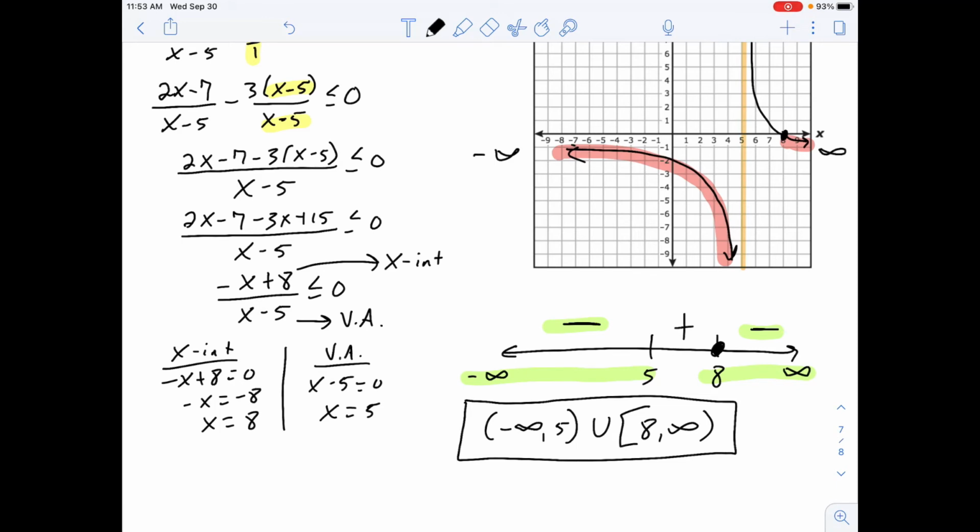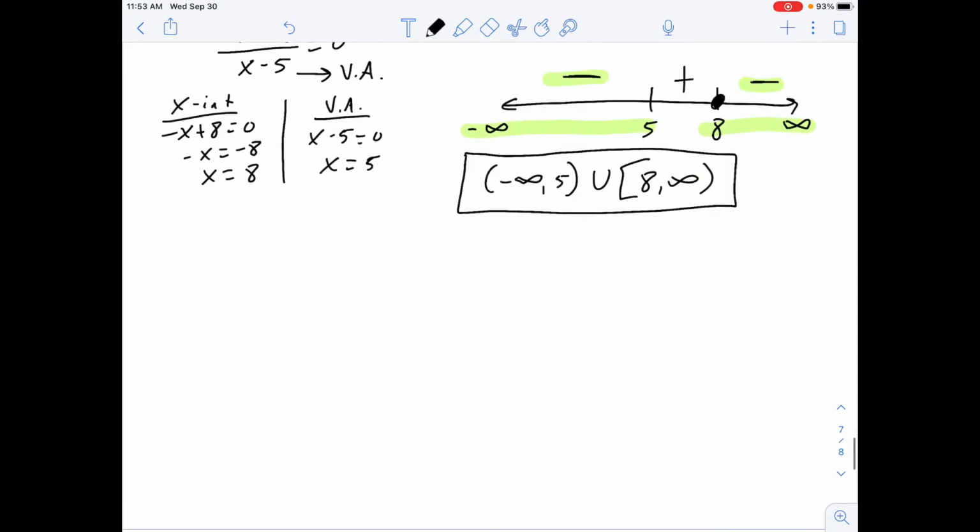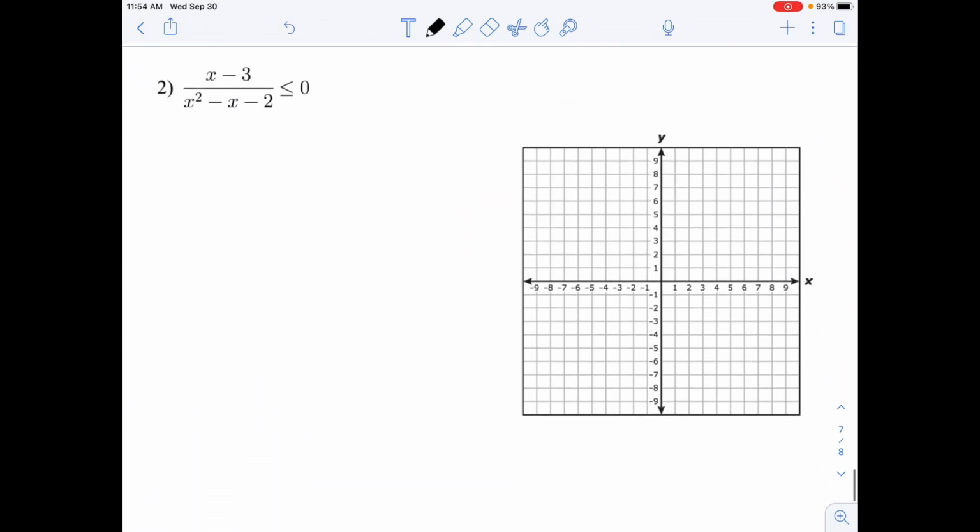So let's go ahead and take a look at another one. So you can see we have this right here. Now it's already set to 0, so we can just go ahead and take a look at your numerator and your denominator to get some information. Remember, the numerator here is going to give us the x-intercept, and then a denominator is going to give us the vertical asymptotes.